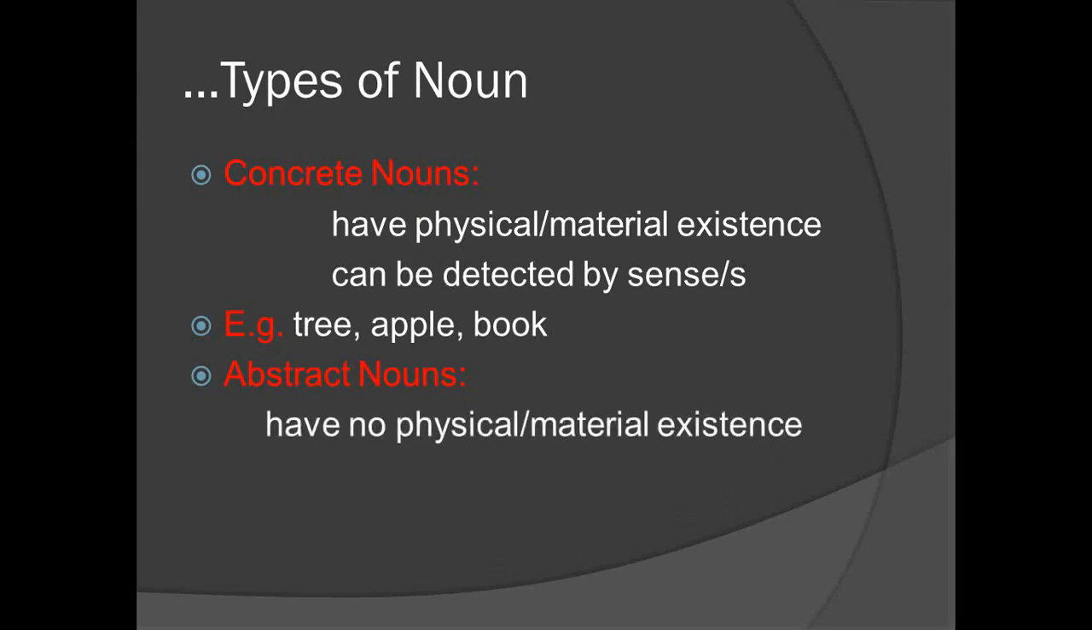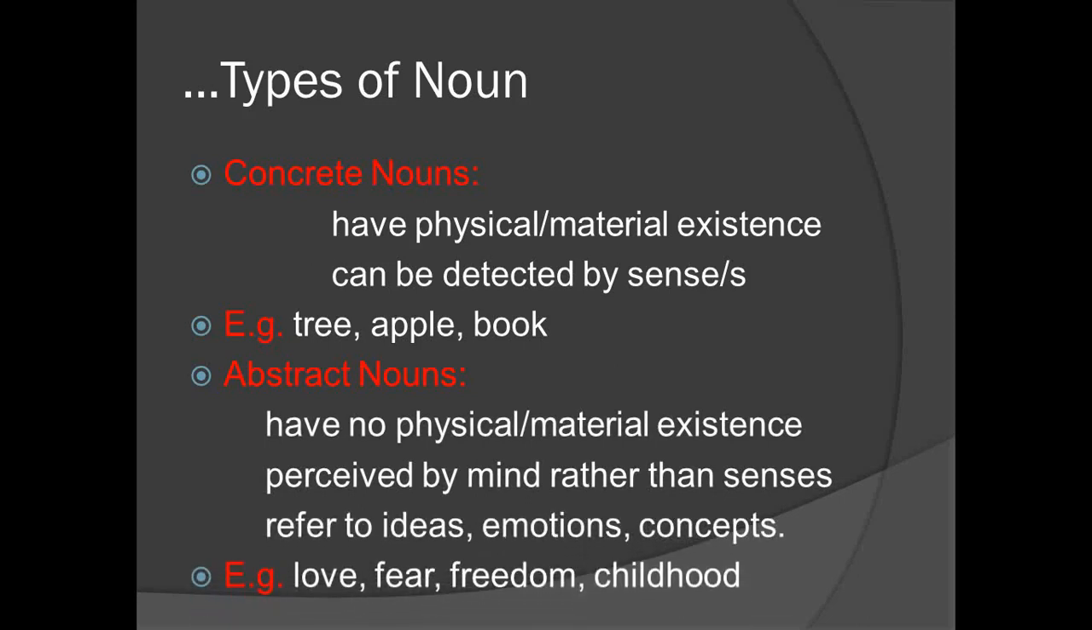Abstract nouns have no physical or material existence. They are perceived by the mind rather than the senses, and they refer to ideas, emotions, and concepts. For example, love, fear, freedom, and childhood are abstract nouns.